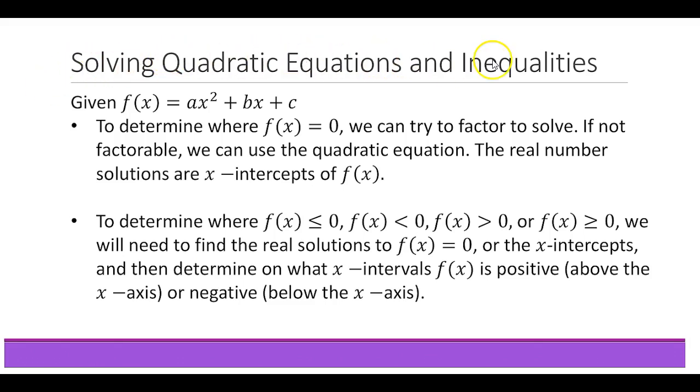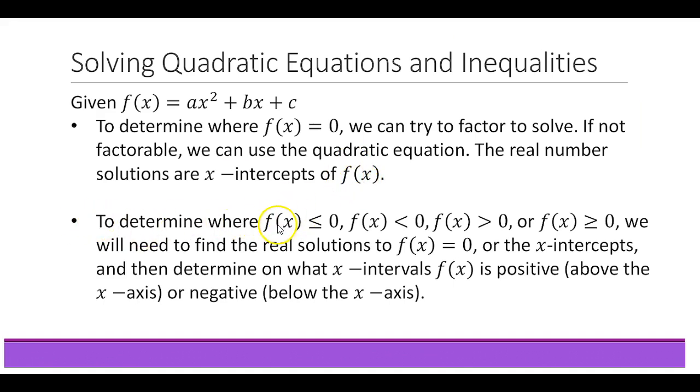Solving quadratic equations and inequalities. Given f of x equals ax squared plus bx plus c, a quadratic, to determine where f of x equals 0, or to solve a quadratic equation, we can try to factor to solve. If not factorable, we can use the quadratic equation. The real number solutions are x-intercepts of the quadratic f of x.